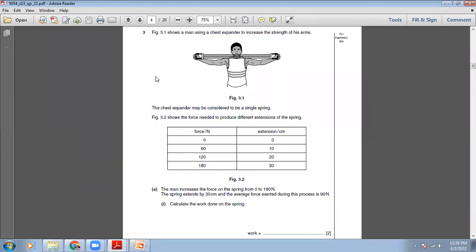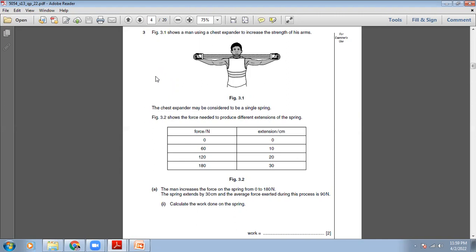Figure 3.1 shows a man using a chest expander to increase the strength of his arms. The chest expander may be considered to be a single spring. Figure 3.2 shows the force needed to produce different extensions of the spring. So when you apply 0 Newton, the extension is 0 centimeter. When you apply 60 Newton, the extension is 10 centimeter. When you apply 120 Newton, the extension is 20 centimeter. When you apply 180 Newton force, the extension is 30 centimeter.